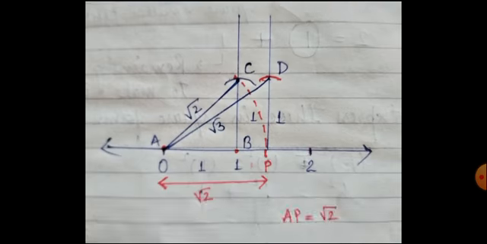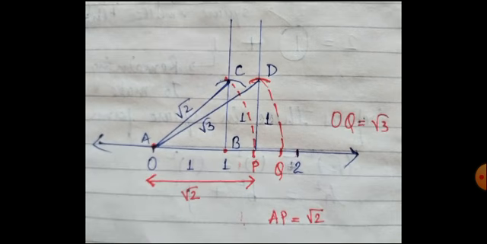This AD will be root 3 because in triangle APD, AP is root 2, PD is 1. Base square plus perpendicular square is equal to hypotenuse square, that is root 3. AD is root 3. Then with A as center and AD as radius, draw an arc. As AD is root 3, therefore we will get AQ also root 3. Here AQ is representing root 3. These are the two methods by which we can represent root 3 on the number line.